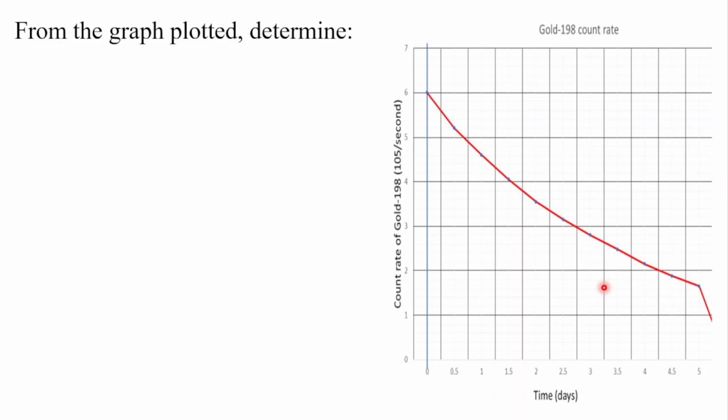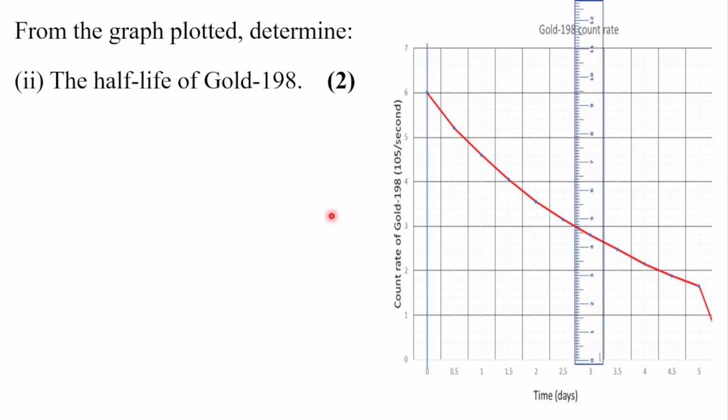What they're asking us here is, from the graph plotted, determining a number of things. I suspect, so one we're going to determine here is the half-life of gold 198, and so what you need to do is to put your ruler where half-life is, and since it started at a count rate of 6 when it was 0 time, the count rate was 6.